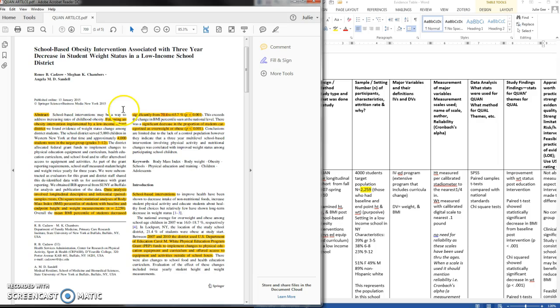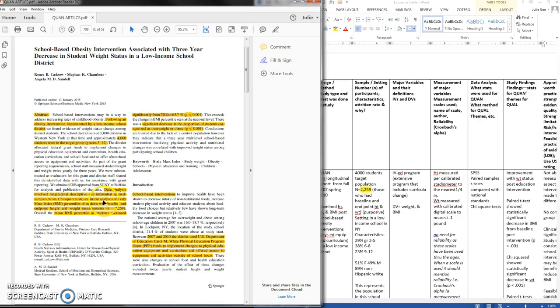I know that they're talking about school-based interventions, and they did an obesity intervention at a low-income school, and they found their evidence of weight status change. So I know that that's where they're looking at. Their target population right here was 4,000, but further on down the line, we'll find that their actual sample size was N = 2,259. It gives us a little bit of report of the data analysis, so we have an idea.